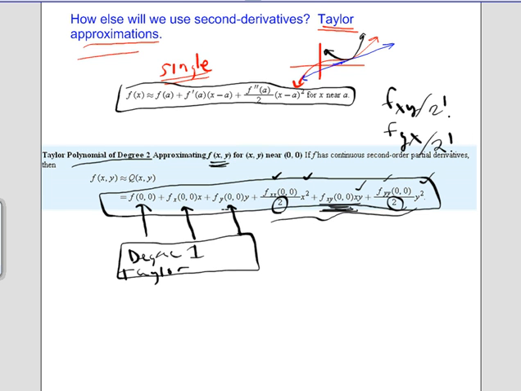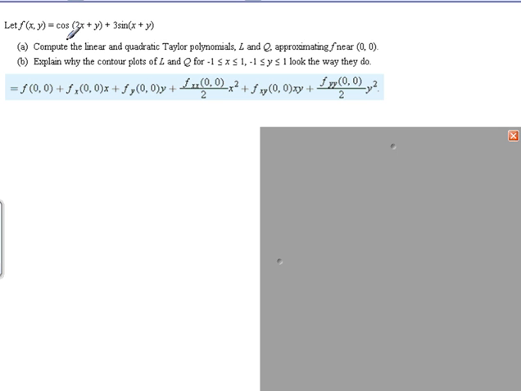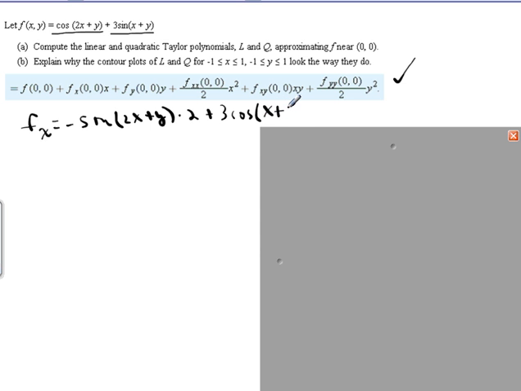Okay, well let's look at an example of how that works. So here we've got a function f of x y, and we want to find the Taylor approximation. So the first thing that we need to do is find all the partial derivatives. So we know that f partial x is going to be negative sine of 2x plus y times 2, plus 3 cosine of x plus y.